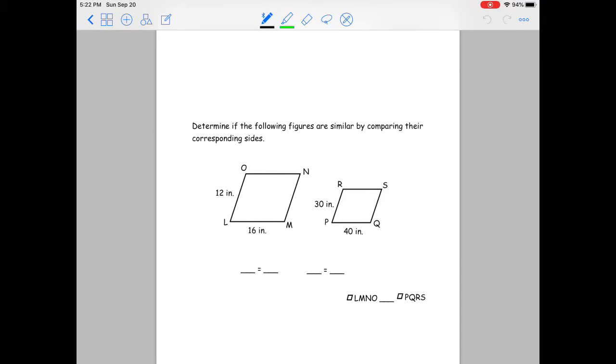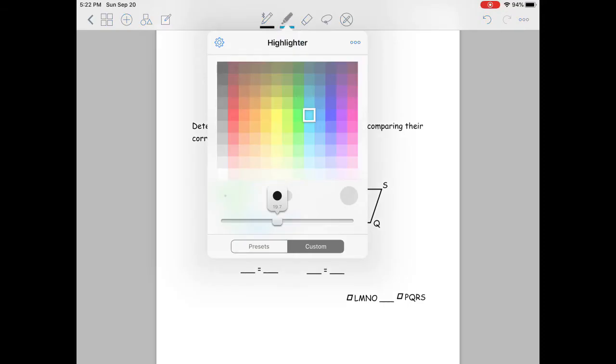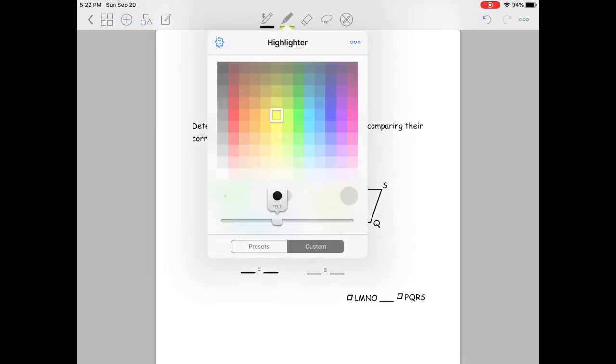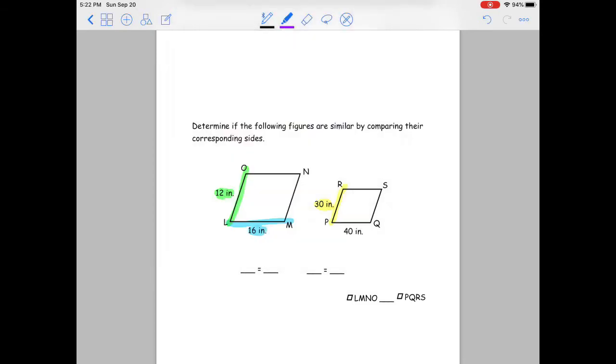So here we have parallelogram LOMN and parallelogram PQRS. So in this case, we have LO, which is 12 inches, and we have LM, which is 16 inches. In the next parallelogram, we have PR, which is 30 inches, and we have PQ, which is 40 inches.